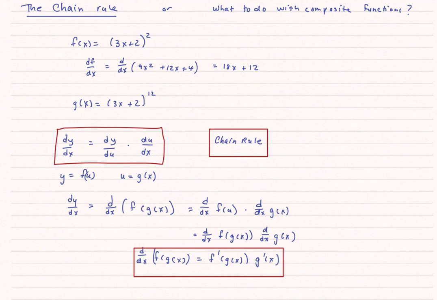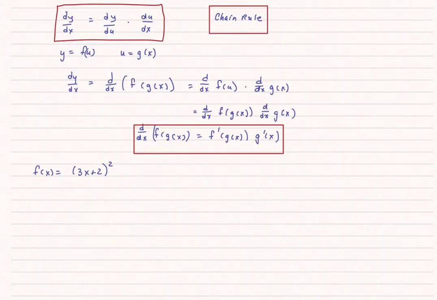The key to this is remembering that there is an outside function and then an inside function. If I look at my f of x that I started with, let me rewrite that. F of x equals (3x plus 2) all squared. My outside function, that looks like my something squared. And in this case, I'm going to say f of u is simply equal to u squared. And what's that u? Well, that u is my g of x, which is just 3x plus 2.